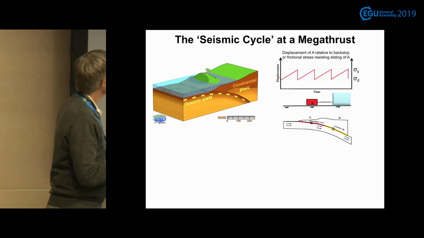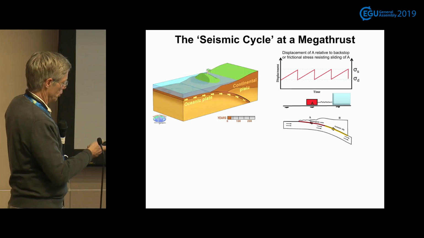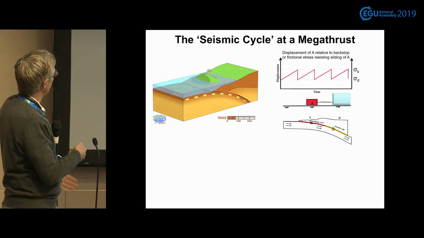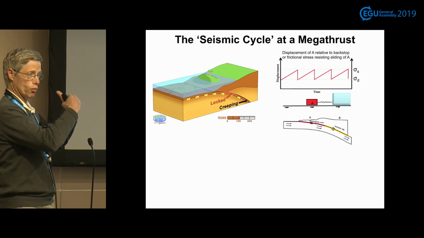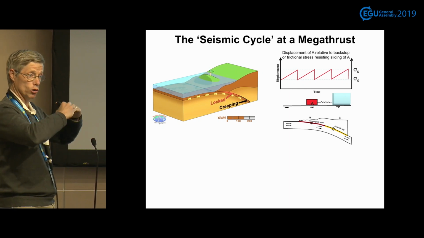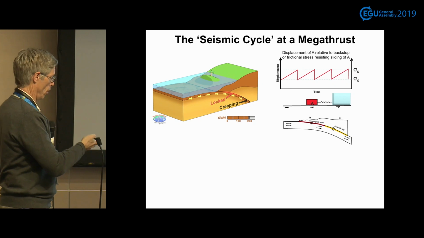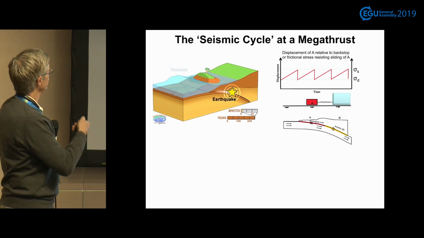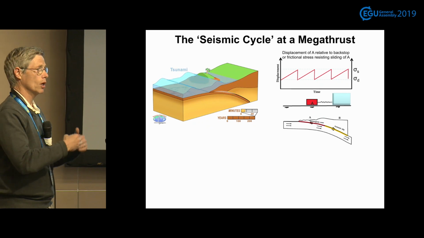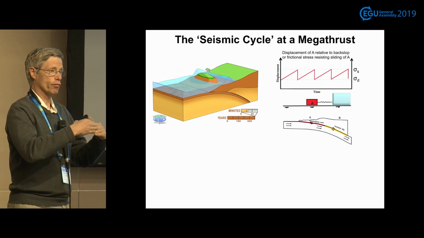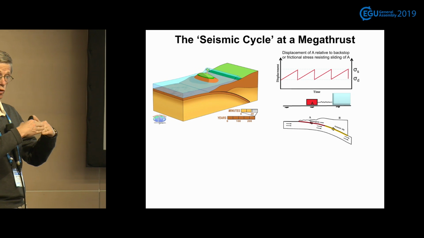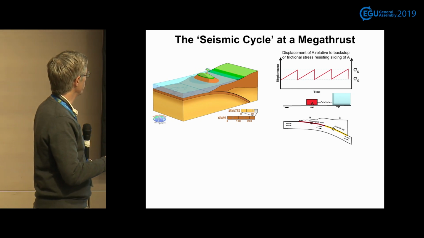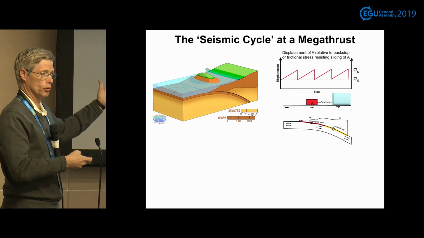So here is an animation that represents the process. In reality, what will happen is that the upper plate will also be dragged down because of the motion of the subducting plate here. And then it will pop up at some point where the static friction at the plate interface can't resist the stress anymore, and then eventually it will produce a tsunami.